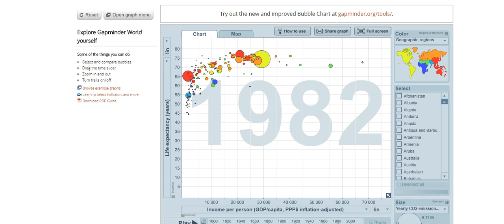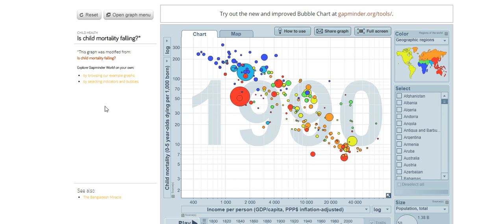Let's see what else we have. We're just going to look at a couple other examples. This is not something that you're going to be doing, obviously, but it's interesting to see the power of logarithms. So this one, right now, both of the scales are logarithmic. And look at that data. And this is child mortality and income per person.